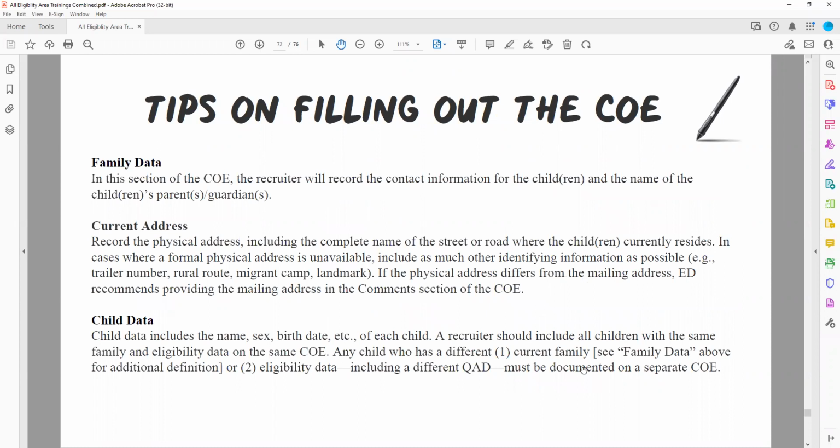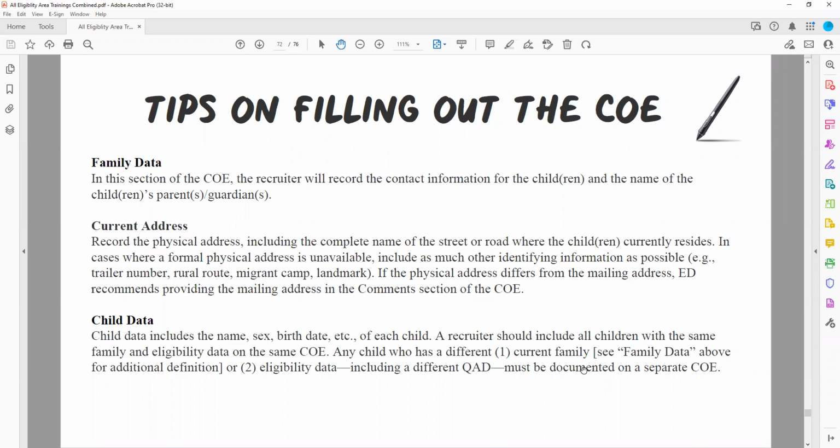So in the family data section, the recruiter will record the contact information for the children, and the names of the children's parents and guardians. In the current address section, you want to make sure that you get the actual address. If there is no actual address, maybe they live in a field out in the middle of somewhere, you're going to try to give a clear description in the comments of where that is. You really want to get as close as possible to that address.